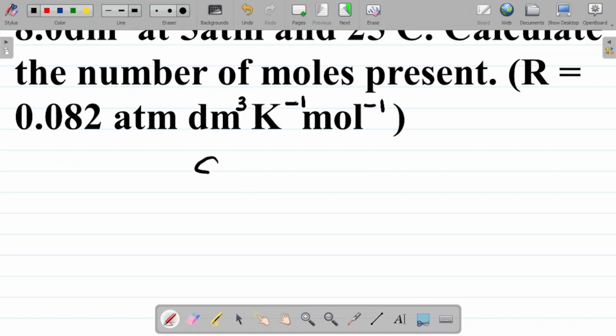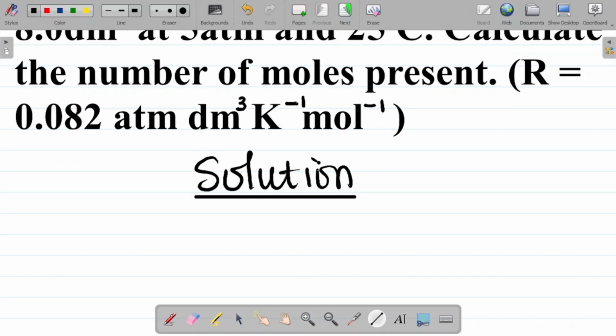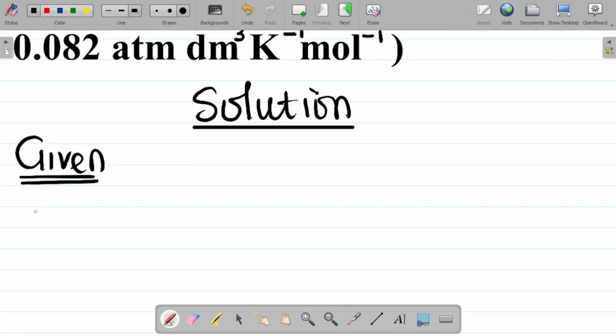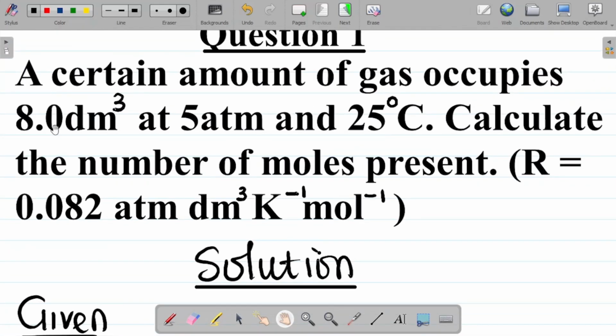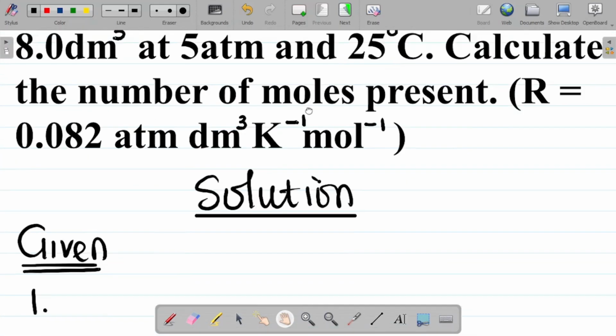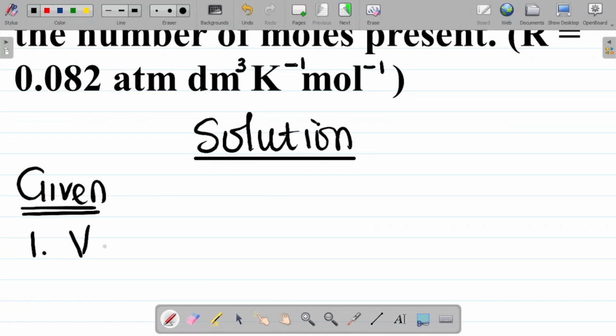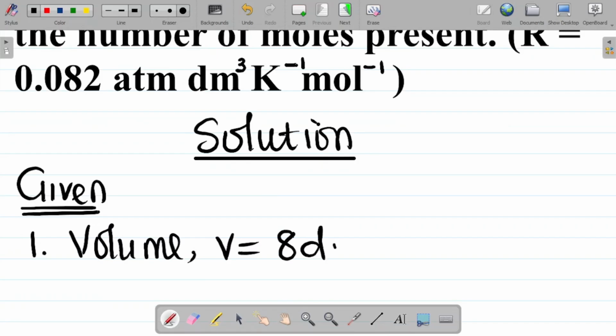Solution. First task, as usual, is to list out the given parameters. So, given parameters. First, we are given number 1. They said a certain amount of gas occupies 8.0 dm³. Now, dm³ is simply the SI unit for volume. Volume V is equal to 8.0, that's the same thing as 8 dm³. So that's my first parameter.